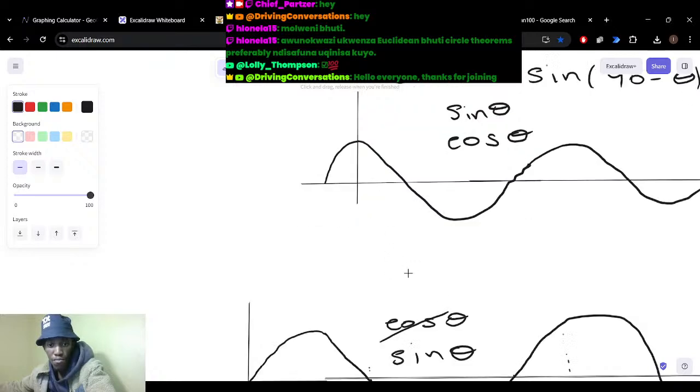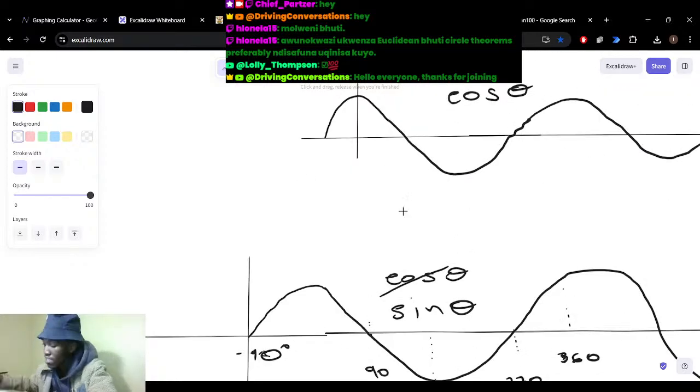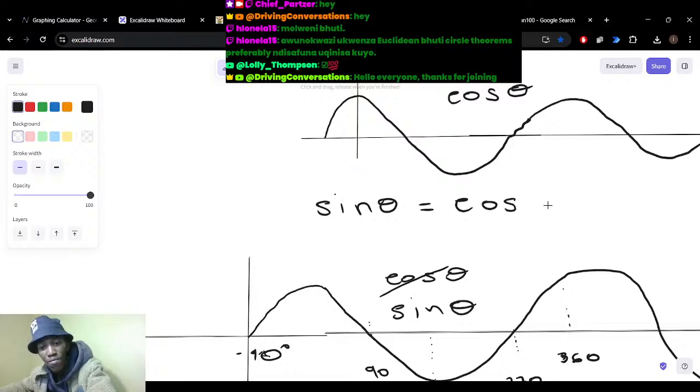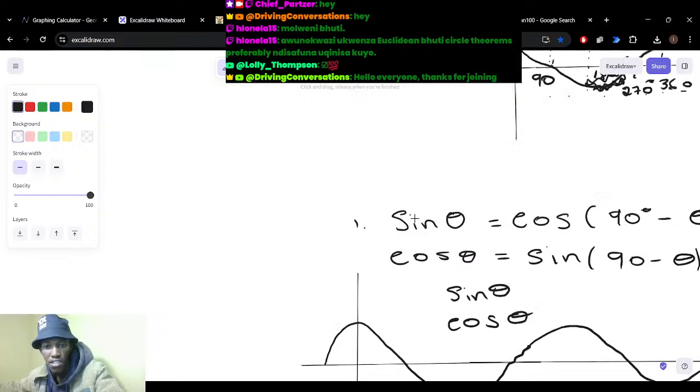So from what I've done, we can now see that indeed sine theta is equal to what? Cos of 90 degrees minus theta. Right. So this is one way to prove our trig reduction. What I've done is shift the y-axis 90 degrees to the left or right, and the two graphs started to change, like inverting. Right, so this is one trig reduction: sine theta equals cos of 90 degrees minus theta.